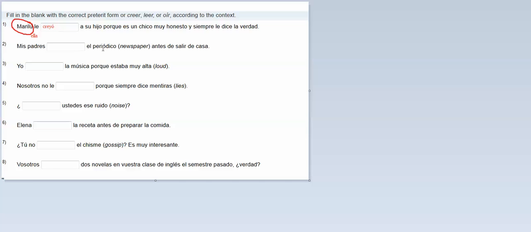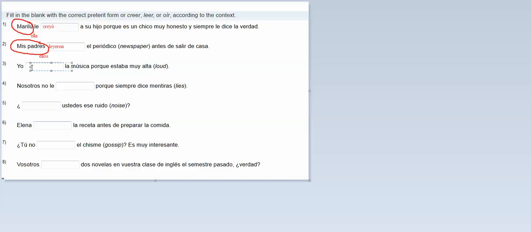Mis padres blank el periódico antes de salir de la casa. Probably read. That's what you would do with a newspaper. Leer. Who would be doing this reading? My parents, which is the same thing as ellos. Okay, so I put leer back in there. I get rid of this. Again, I've got those three vowels next to each other, so I'm going to change my I to a Y. Leyeron.